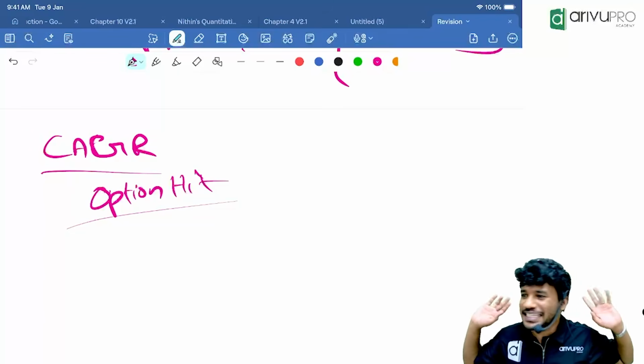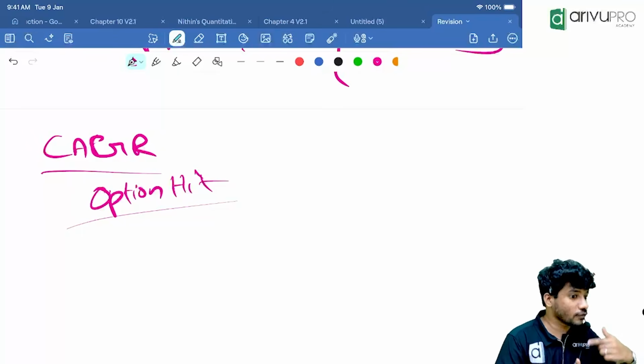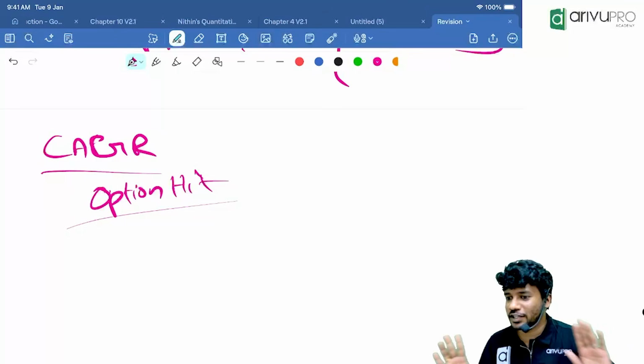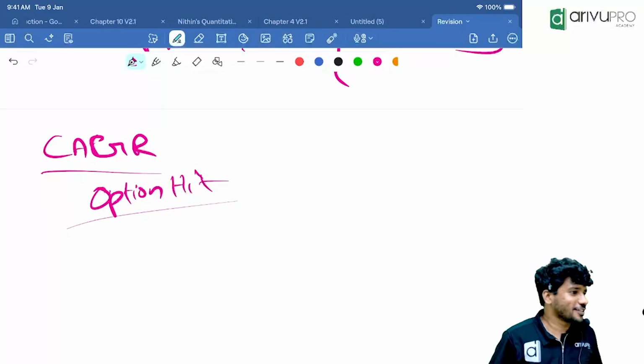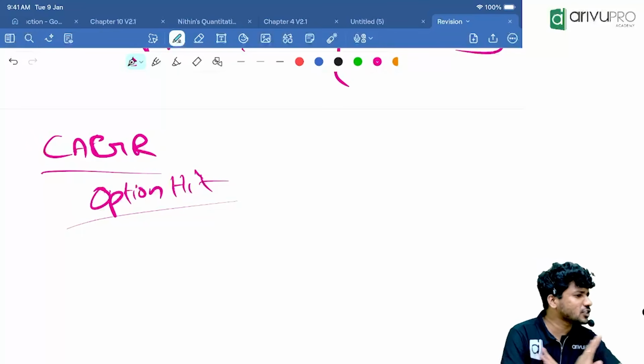That is one of the easiest chapters in your maths part if you study regularly or if you revise regularly. If you don't revise, gone. That's the problem. So if you study regularly, it is going to become one of the easiest chapters.